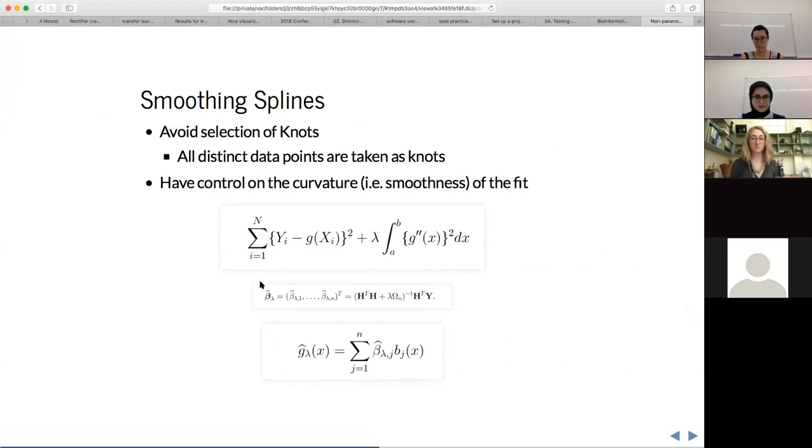The solution to that is essentially a polynomial. It has, again, the beta values. The estimation of beta hat, the formula is calculated in this way, which is very similar to a ridge regression. And then your g hat, the estimation of g hat.